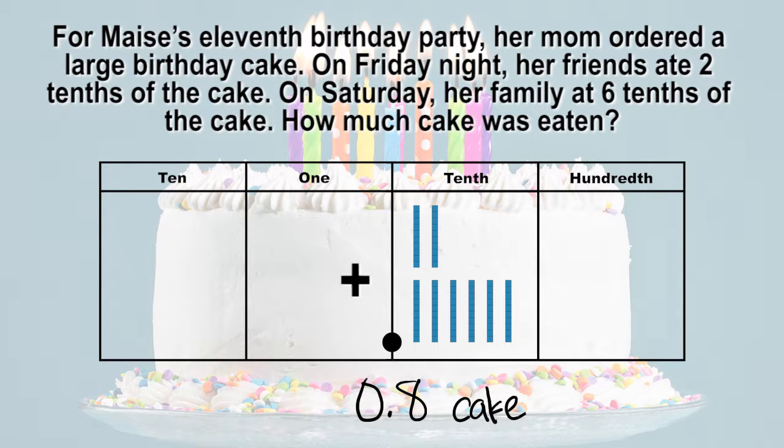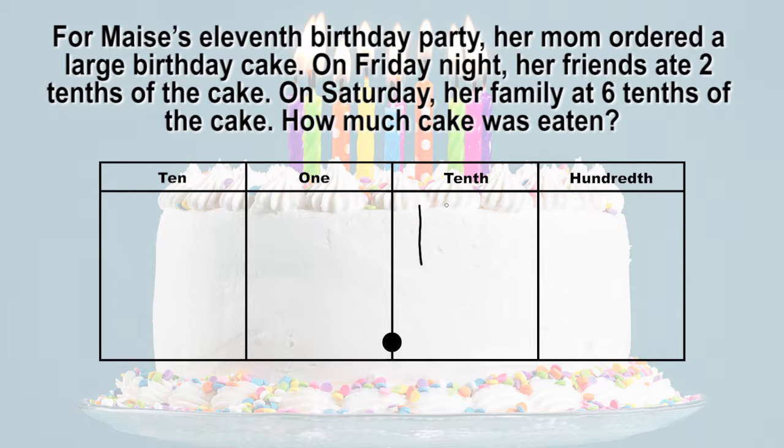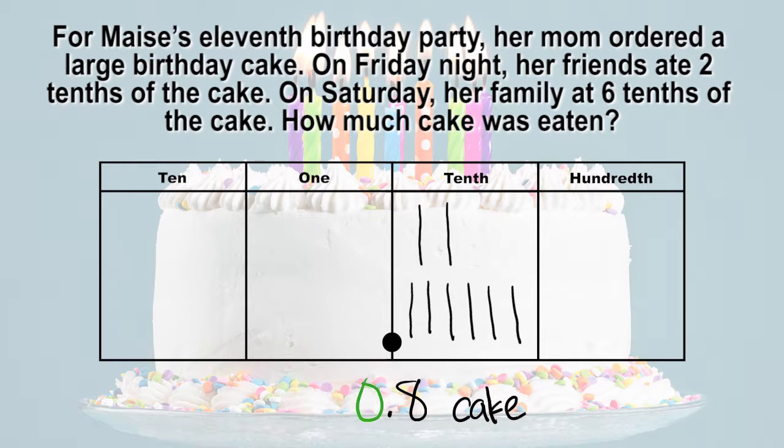Let's solve the same problem using the box line dot drawing method. We will draw 2 rods to represent the 2/10 of the cake her friends ate Friday. Next, we will draw 6 rods to represent the 6/10 of the cake her family ate Saturday. 2/10 plus 6/10 equals a total of 8/10. 8/10 of Maisie's cake was eaten. The 0 in the ones place is not mandatory, but it is helpful in keeping the digits lined up.